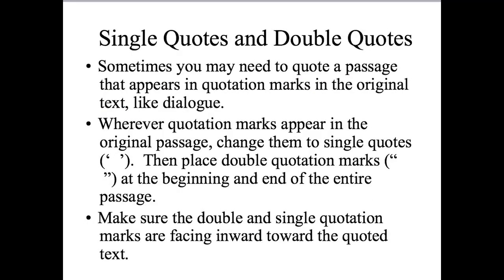Okay, single quotes and double quotes. As writers of papers, especially about literature, we often find ourselves needing to quote a passage that appears in quotation marks in the original text, especially dialogue. So whenever quotation marks appear in the original passage, change them to single quotes. Then, place double quotation marks at the beginning and the end of the entire passage. Try to make sure that the double and single quotation marks are facing inward toward the quoted text.